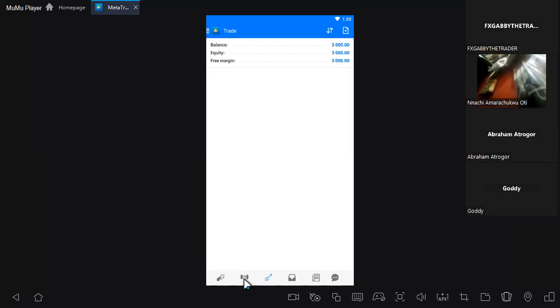The next place is if, for example, you have opened a chart for Euro USD. If you are around this place, when you tap here, it's going to take you straight to the Euro USD tab.